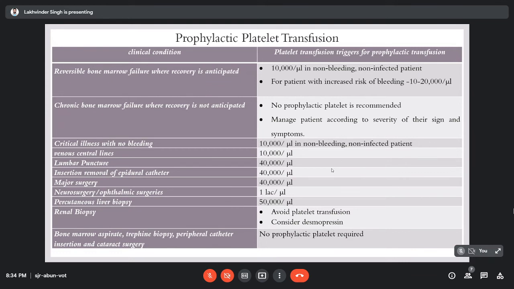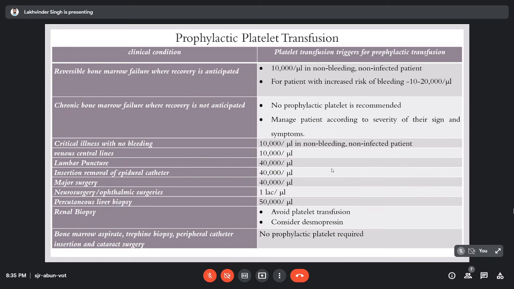But for neurosurgery and ophthalmic surgery, it is 1 lakh because even a single or few drops of blood in the eye may cause a lot of damage to the eye. For liver biopsies, 50,000. For renal biopsies, if the patient has CKD, platelet dysfunction is because of the uremia, then even if you transfuse platelets, they are not going to help. The transfused platelets will also become defective. So it's better to avoid platelet transfusion.